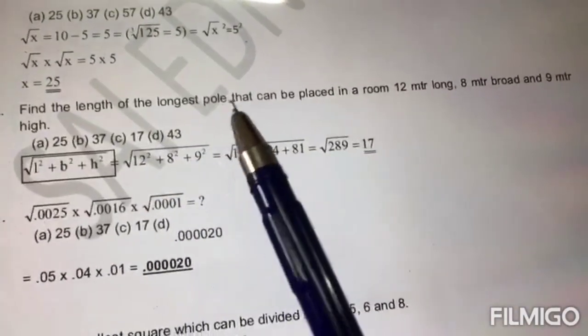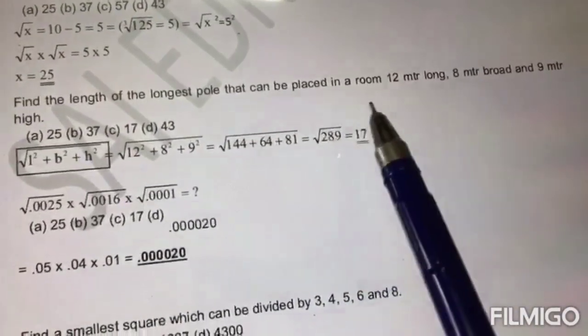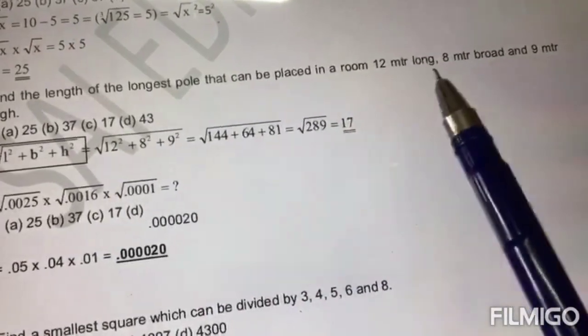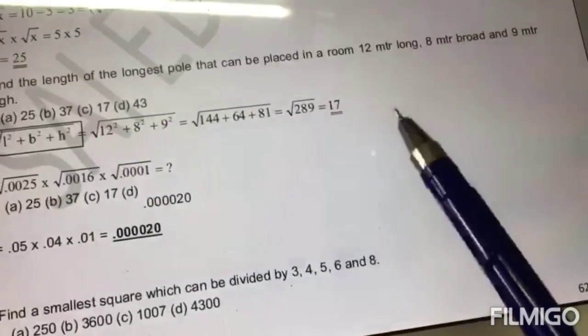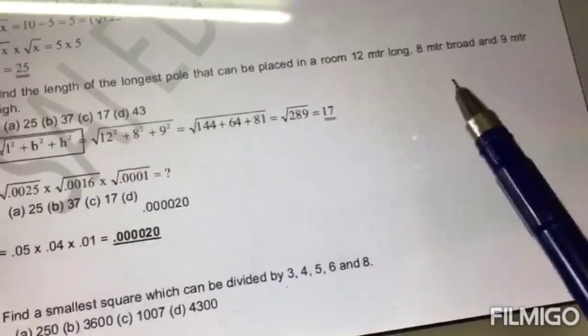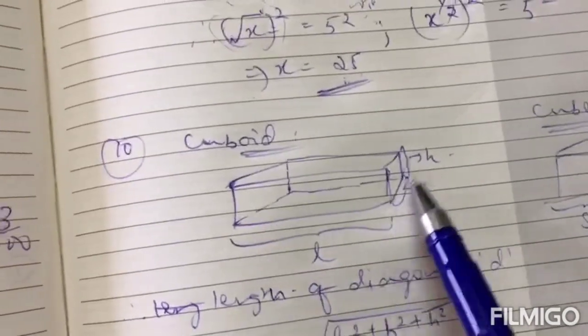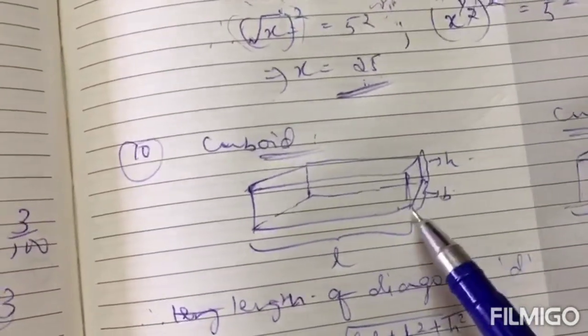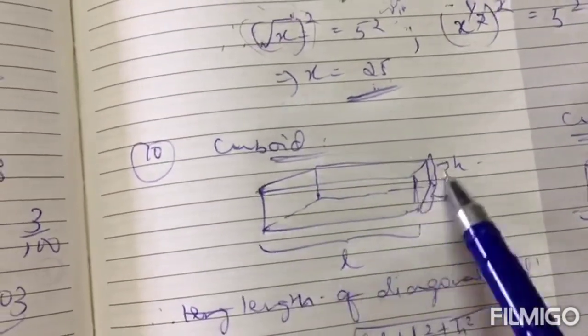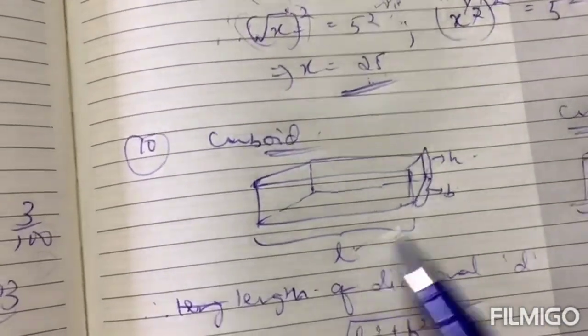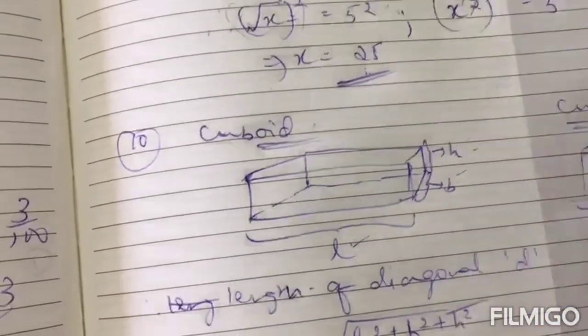Find the length of the longest pole that can be placed in a room 12 meters long, 8 meters broad and 9 meters high. So we are talking of a room which is a cuboid. Well, not a rectangle. What is a cuboid? A cuboid is something that looks like this. It has a length, a breadth, and a height. There is a room which is like a cuboid. That is why they have given length, breadth, and height.